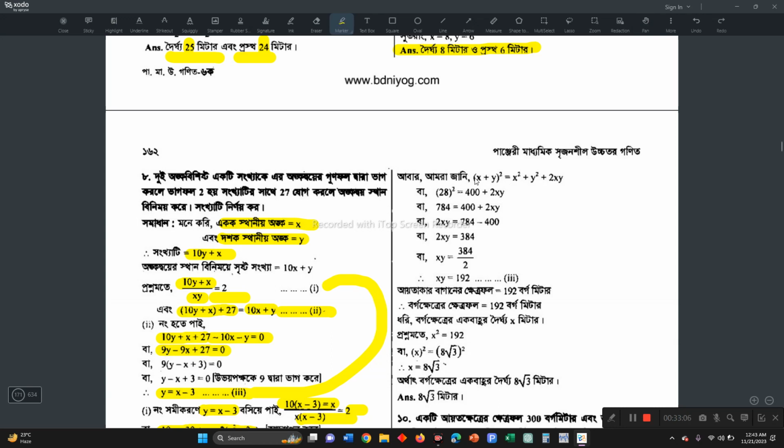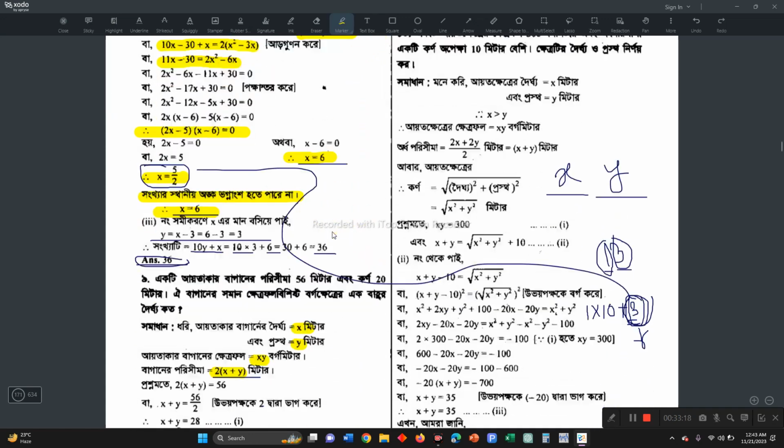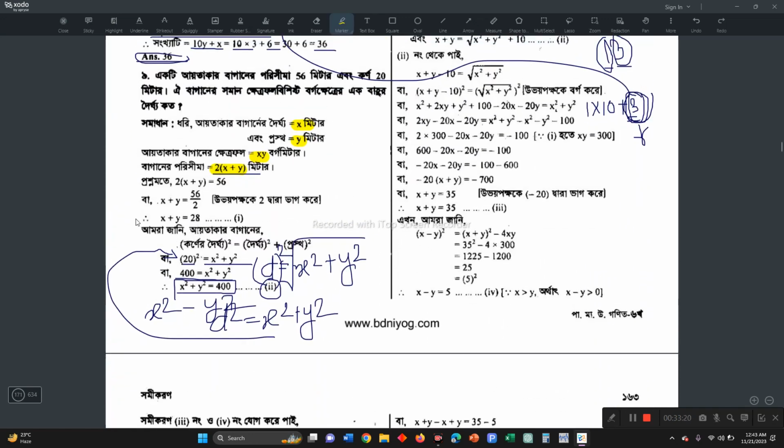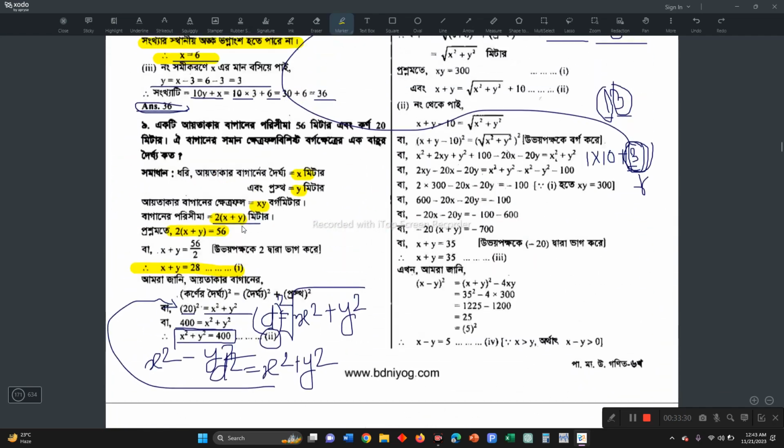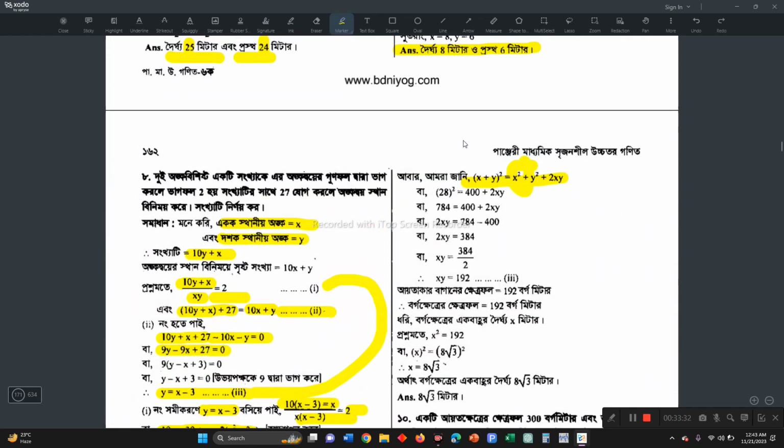So we can write that (x plus y) whole square is equal to x square plus y square plus 2xy. We get the value for (x plus y) whole square and the value for 2xy, not the value for xy. But we can also manage the value for xy from this condition. So x plus y is equal to 56 by 2, or x plus y is equal to 28. So putting this value of x plus y, and putting this value of x square plus y square, what do we get? We get the value for xy.